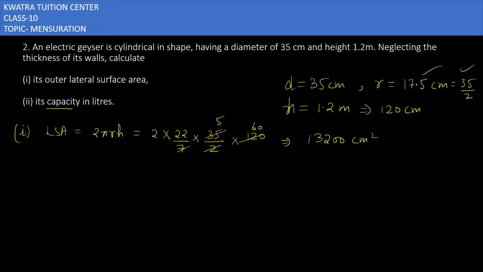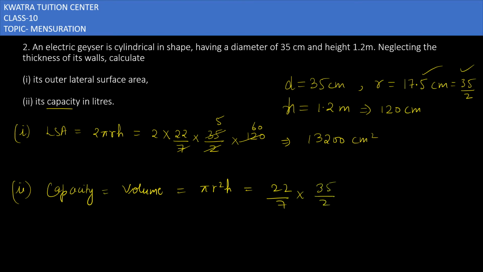Now in the second part of the second question, capacity is asked. And how do we find capacity, or what is capacity? It is the same as volume. So volume of a cylinder is pi r square h. Pi can be written as 22/7. R can be written as 35/2. Then similarly you can write again, and then h is 120.